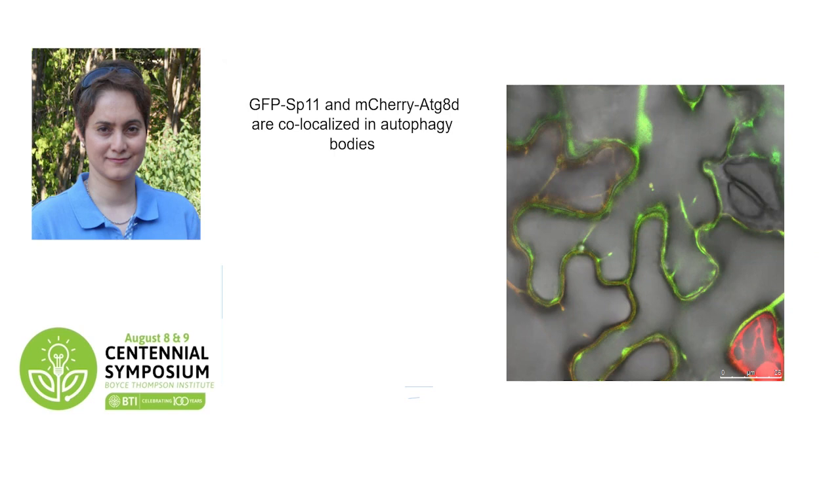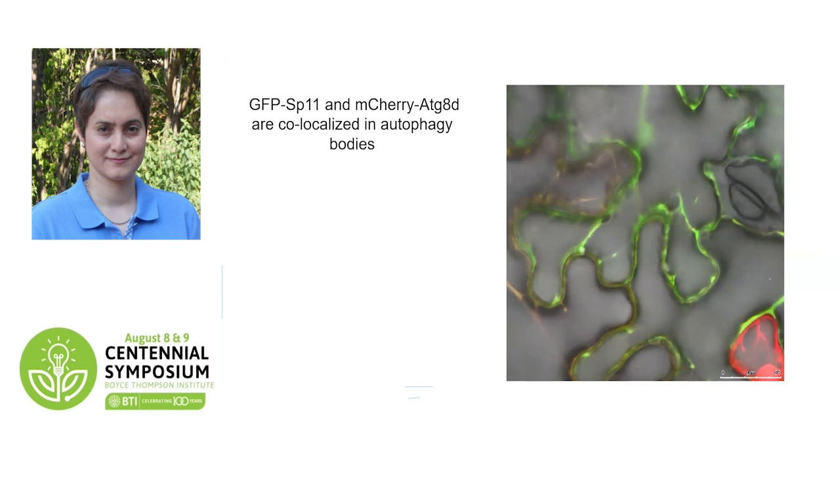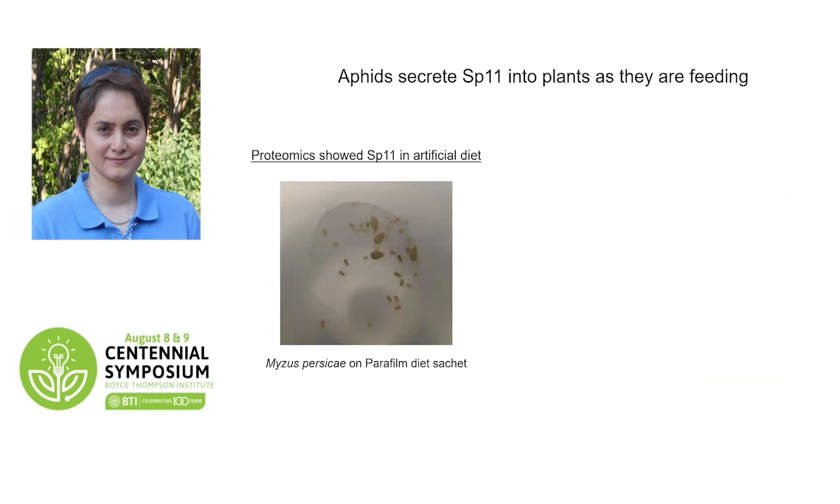As I mentioned, these little circles that are moving inside the vacuole, coming and disappearing, were indicators of autophagosomes or autophagy bodies, and they were co-located. When I co-expressed SP11 with GFP and mCherry with ATG8, which is that adaptor marker, they both were in the same place. So we found the protein in aphid saliva.